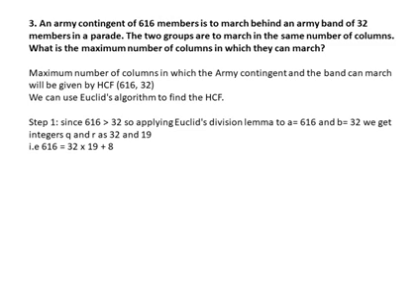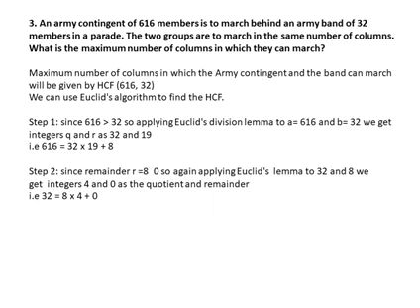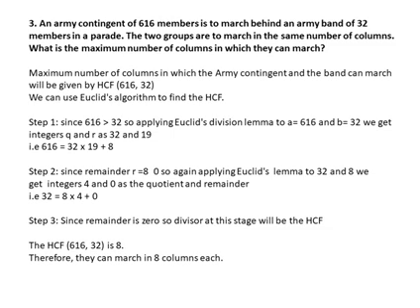Then we need to do the Euclid division lemma again. Now 32 = 8 × 4 + 0. Now we are getting the remainder 0. Our HCF is 8. Therefore, they can march in 8 columns each.